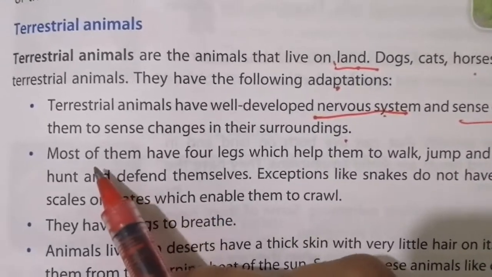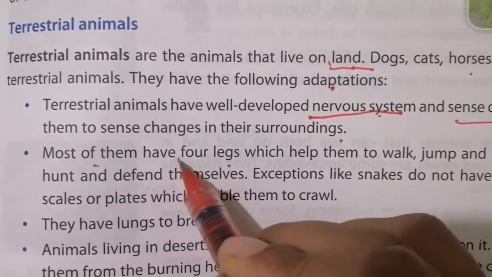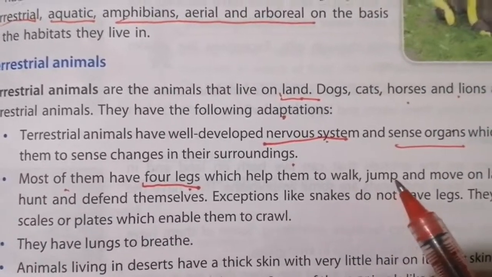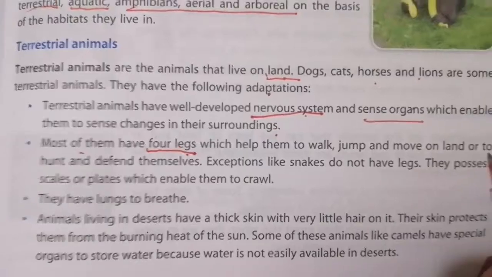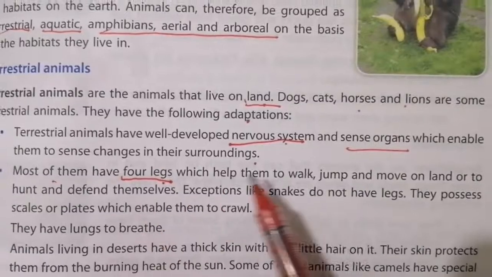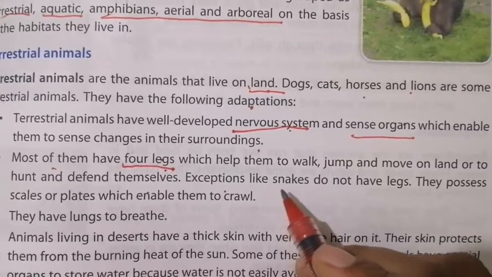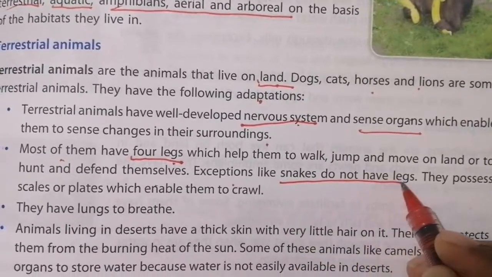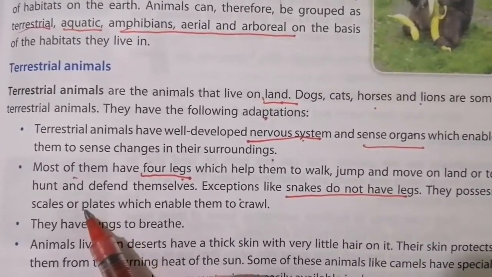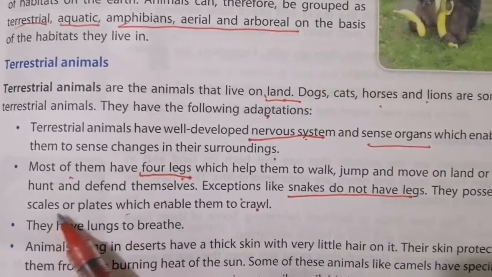Second point, most of them have four legs. How many legs do they have? Most of them have four legs, which help them to walk, jump and move on the land, or to hunt and defend themselves. What are the exceptions? Snakes. Do they have legs? No. They do not have legs, but they live on land. They are terrestrial. They possess scales or plates which enable them to crawl.